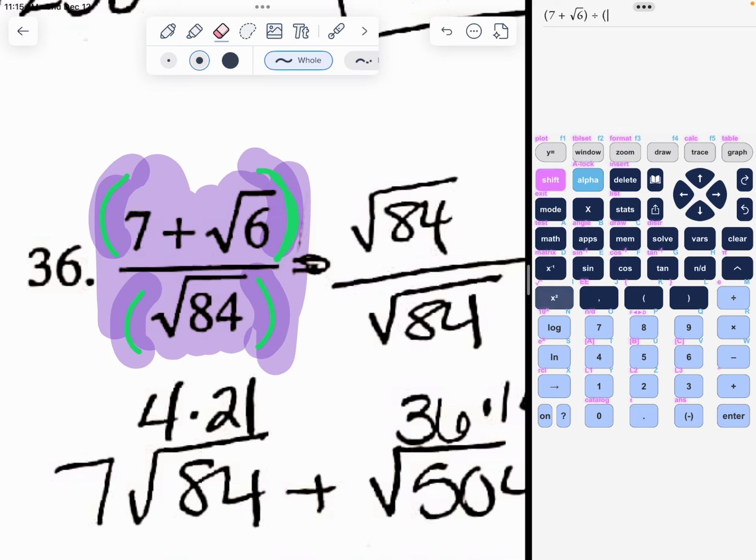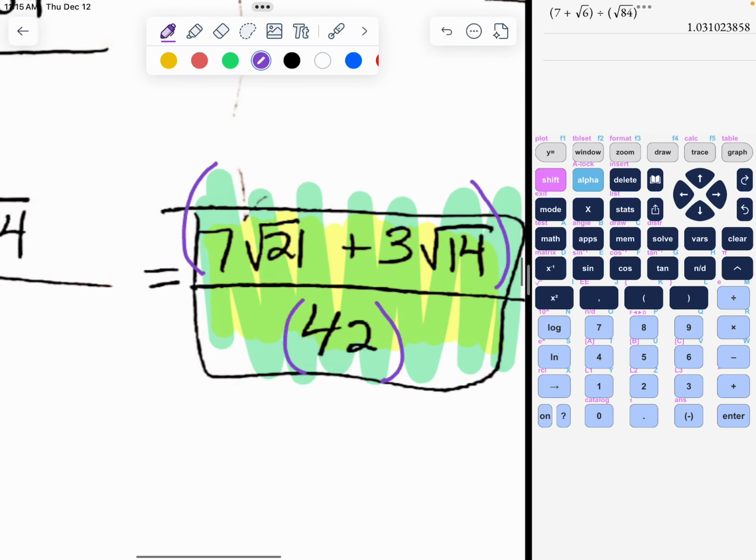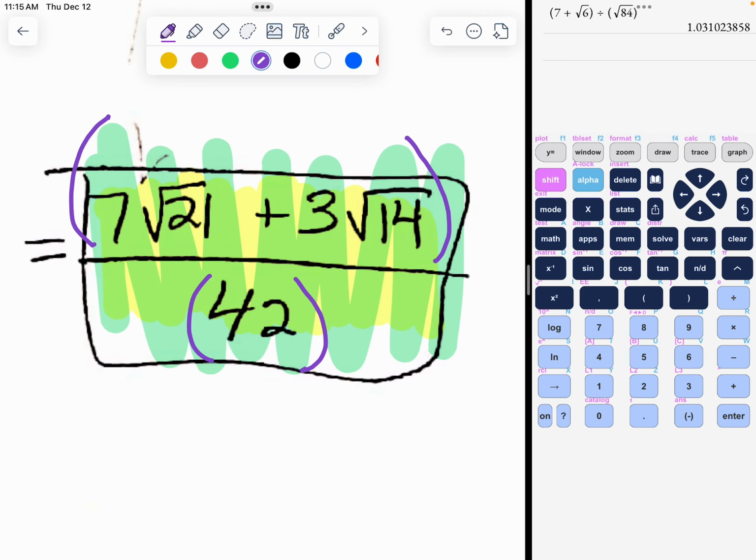Divide by the quantity in the bottom, so the square root of 84. Hop out of the square root in there. So we have our numerator in parentheses divided by our denominator in parentheses. I get what looks like a random decimal of 1.031 blah, blah, blah. It just goes on.